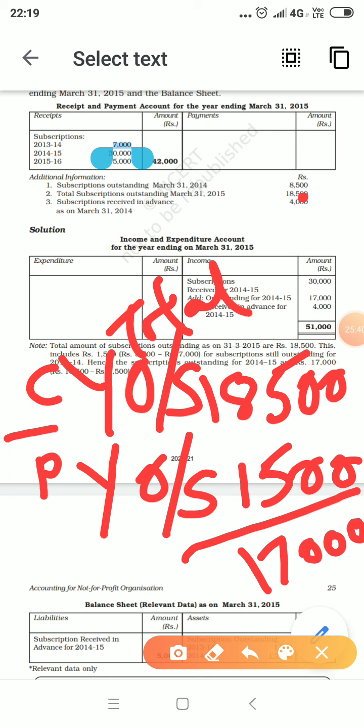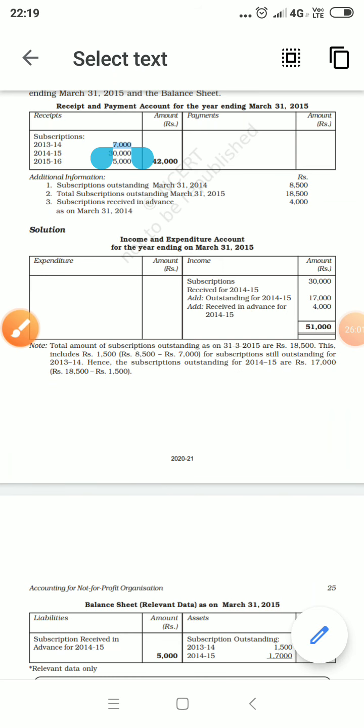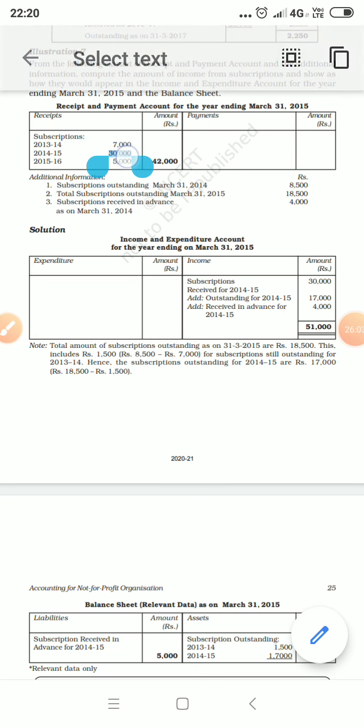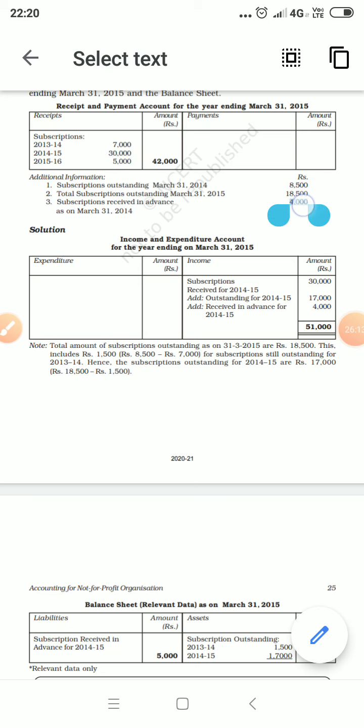How did we get 1,500? Total outstanding subscription of previous year is 8,500. It is written here 8,500, out of which we have received 7,000. So 1,500 is still outstanding. So 17,000 is current year's outstanding subscription. Okay. So with this 30,000, add current year's outstanding subscription 17,000, add any subscription received in advance 4,000. That's it, over. This 51,000 is the amount which will appear in the income side.